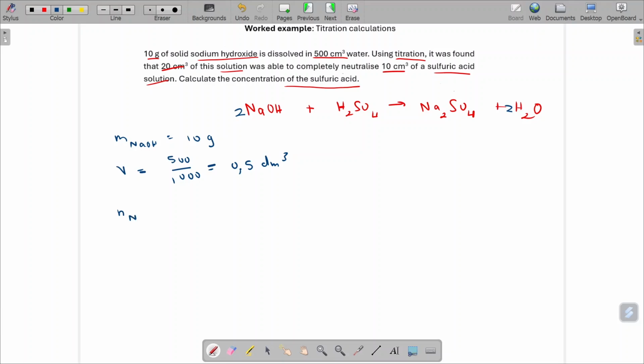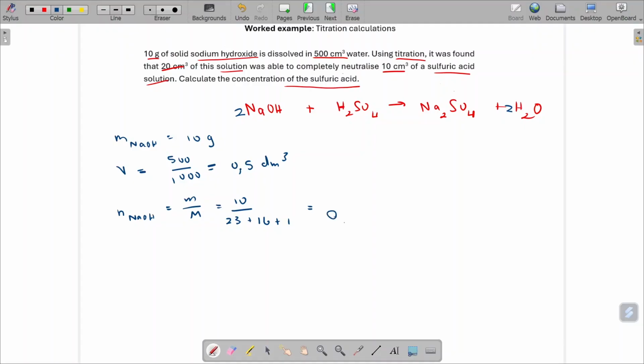We want to find the number of moles of sodium hydroxide. So the number of moles of sodium hydroxide is the mass divided by the molar mass, which is 10 divided by 23 plus 16 plus 1. And that gives us an answer of 0.25 moles of sodium hydroxide.